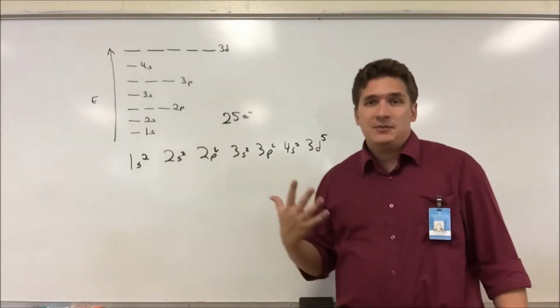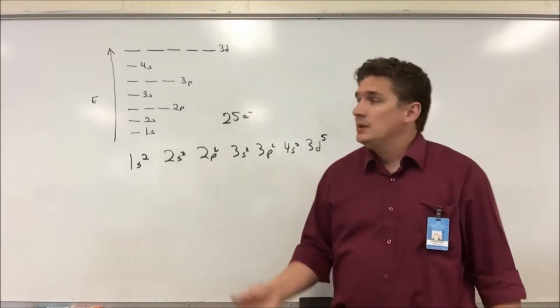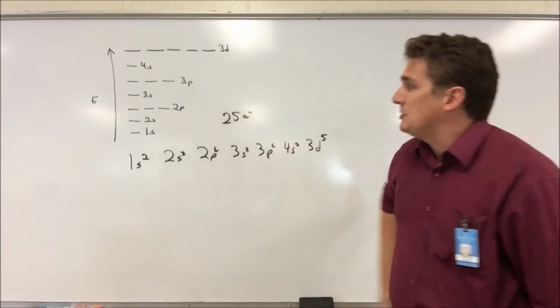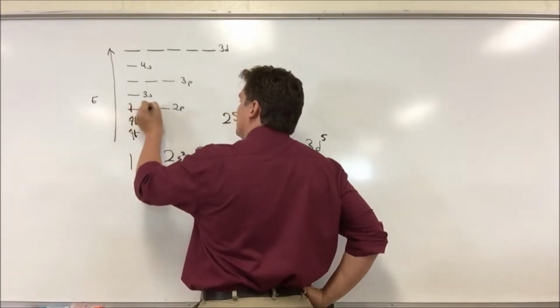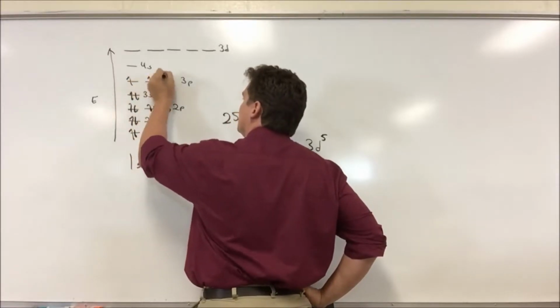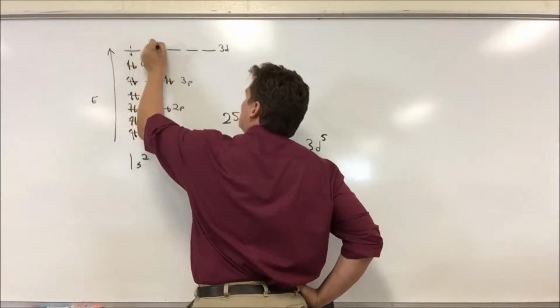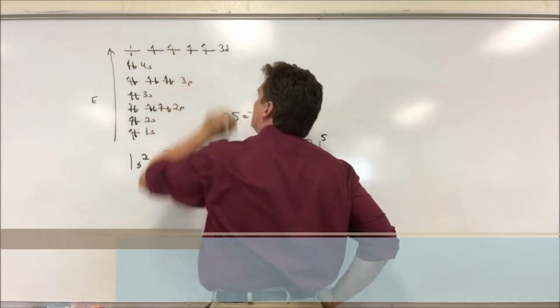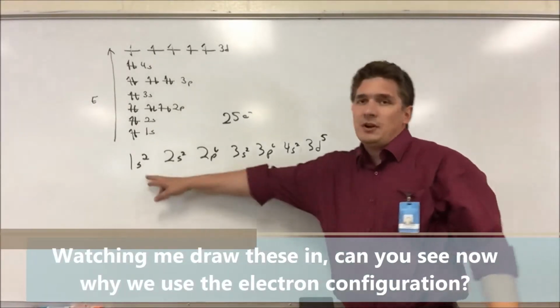Now there are 5 d orbitals, so can you intuit how many unpaired electrons you should have? Well, if you can't, you can go back and you can redraw the diagram. So we've got 1, 2, 3, 4, 5, 6, 7, 8, 9, 10, 11, 12, 13, 14, 15, 16, 17, 18, 19, 20, 21, 22, 23, 24, 25. So we have 5 unpaired electrons in the 3d orbitals. But we already see that from this.